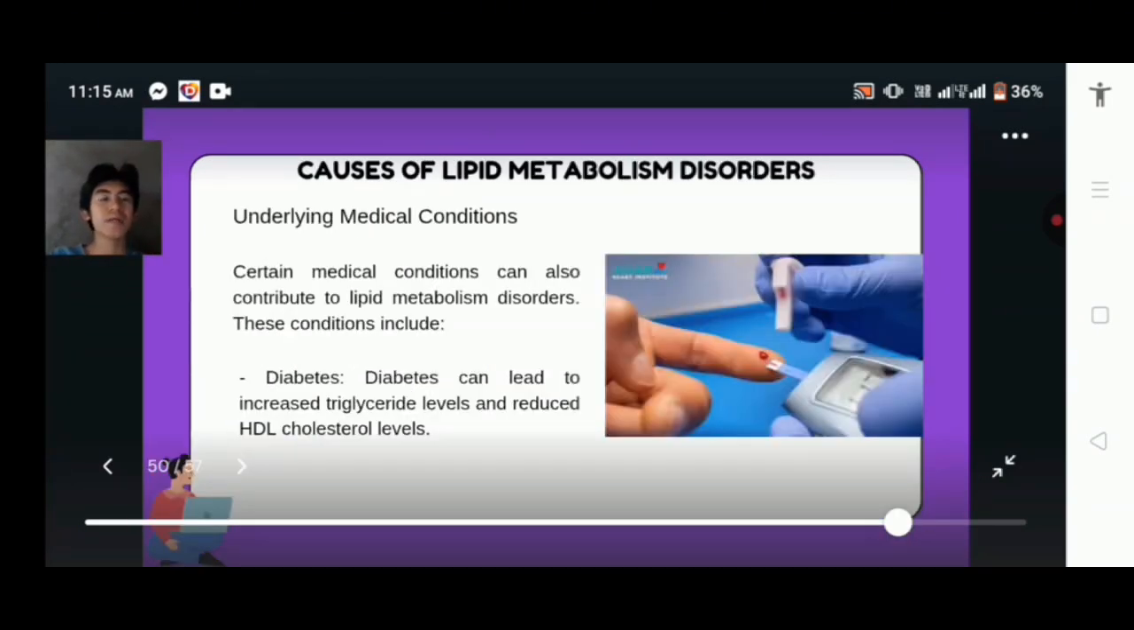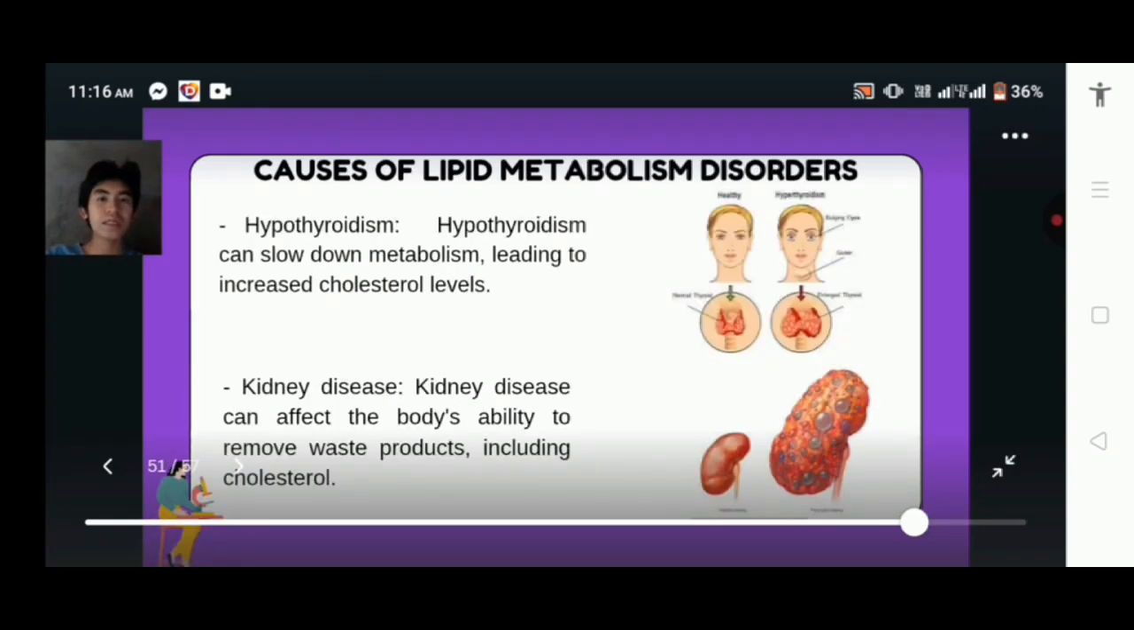Next is underlying medical conditions. Certain medical conditions can also contribute to lipid metabolism disorders. These conditions include diabetes. Diabetes can lead to an increase in triglyceride levels and reduce the HDL cholesterol, or the good cholesterol. Next is hypothyroidism. Hypothyroidism can slow down metabolism, leading to increased cholesterol levels. Next is kidney disease. Kidney disease can affect the body's ability to remove waste products, including cholesterol.